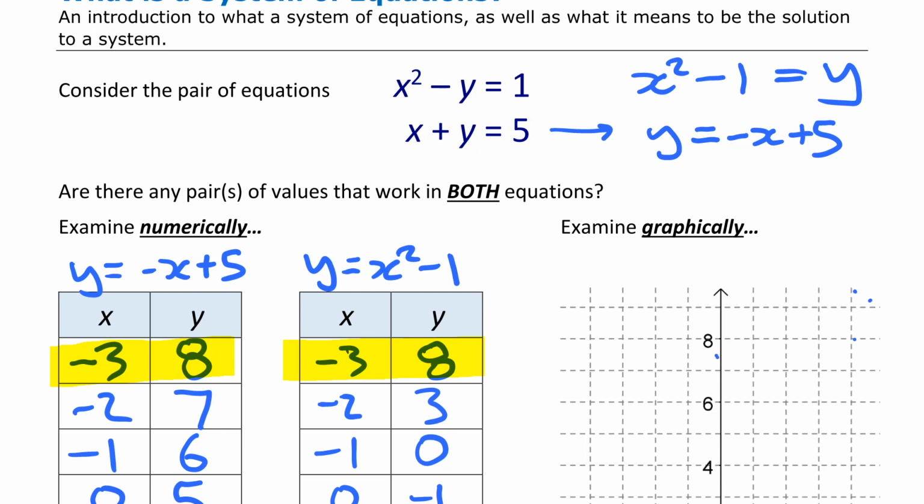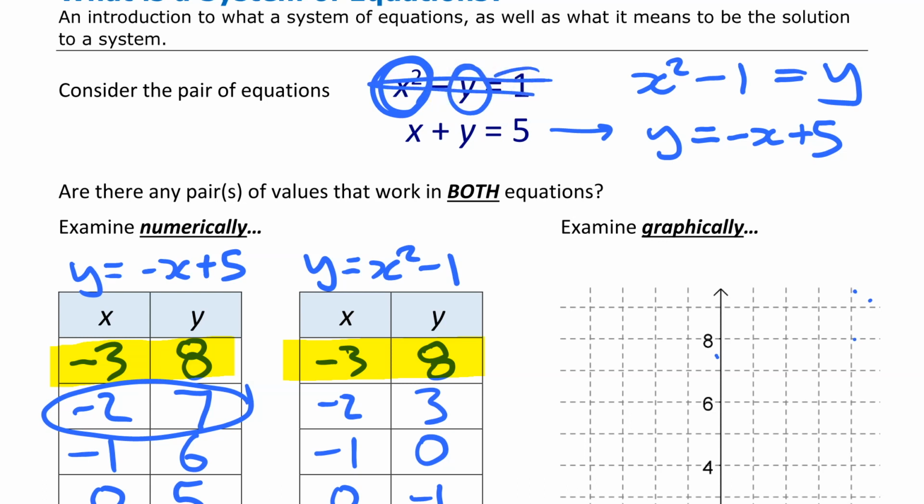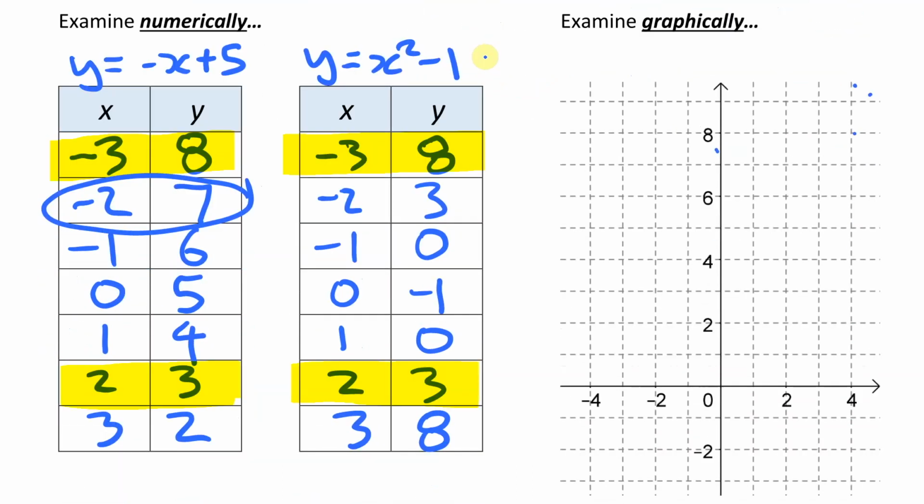If you pick any of the other pairs in the list, they'll work in one of the equations, but not both of them. This one is going to work in that equation, negative 2 plus 7 is 5, but it doesn't work in this one. Negative 2 squared is 4, minus 7 is negative 3, not 1. Doesn't work in that one. All right? So from those tables, you can see there's those two pairs of values that work in both of them.